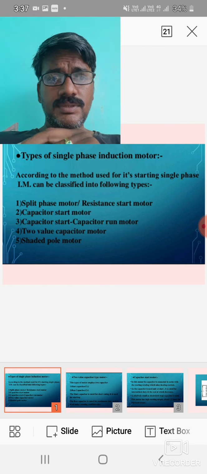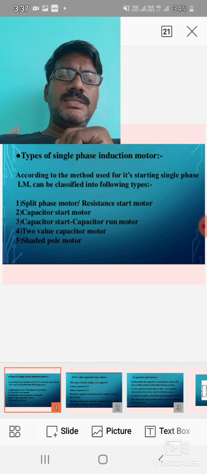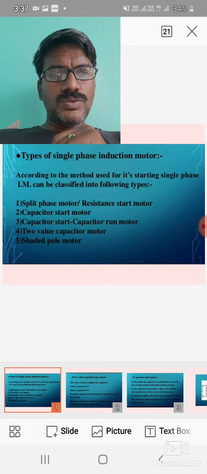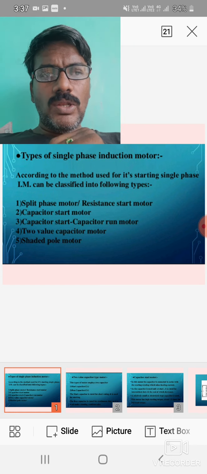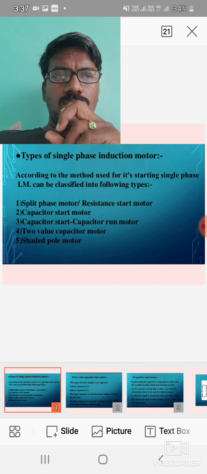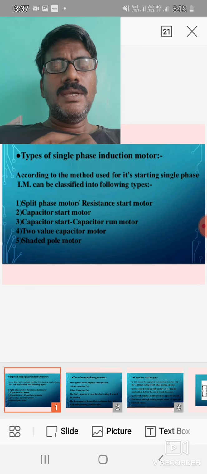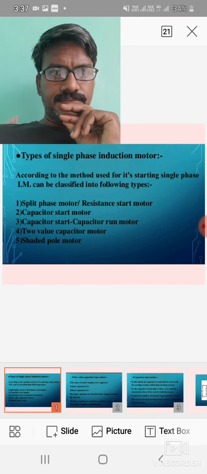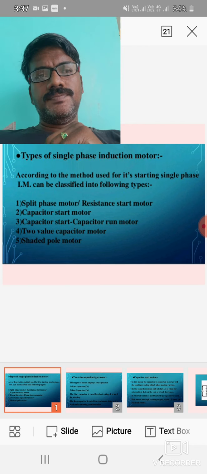We discussed three motors: the split phase motor, that is the resistance start motor, the capacitor start motor, and the shaded pole motor. The remaining two motors are the capacitor start capacitor run motor and the two value capacitor motor. So I will give a small introduction about the previous two, the split phase and capacitor start motor. After that, we will discuss the capacitor start and capacitor run motor.